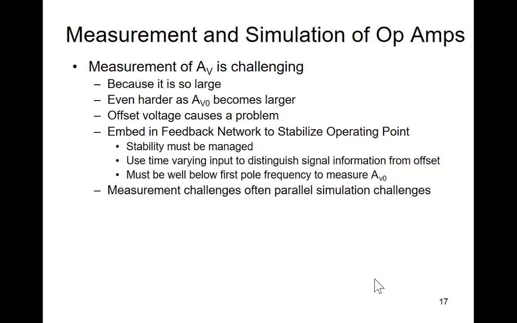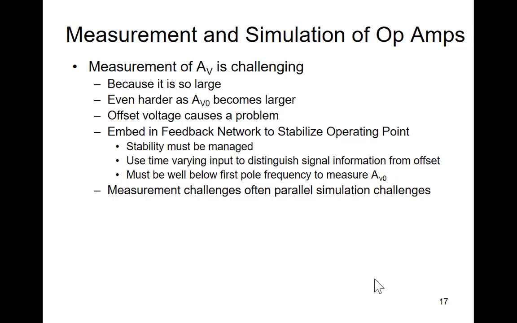If you're measuring the DC gain in the laboratory, it's based upon the ratio of a DC voltage at the output divided by the DC voltage at the differential input. But the offset voltage affects the DC voltage at the input and affects the DC voltage at the output as well. So when you're looking at just DC voltages, it's difficult to separate gain from offset effects.